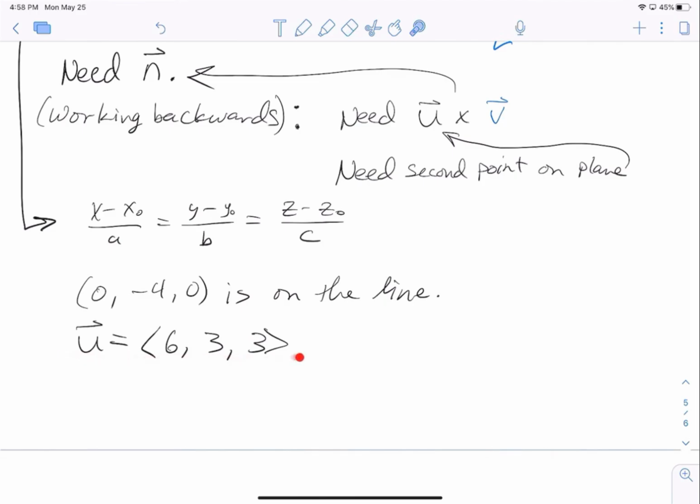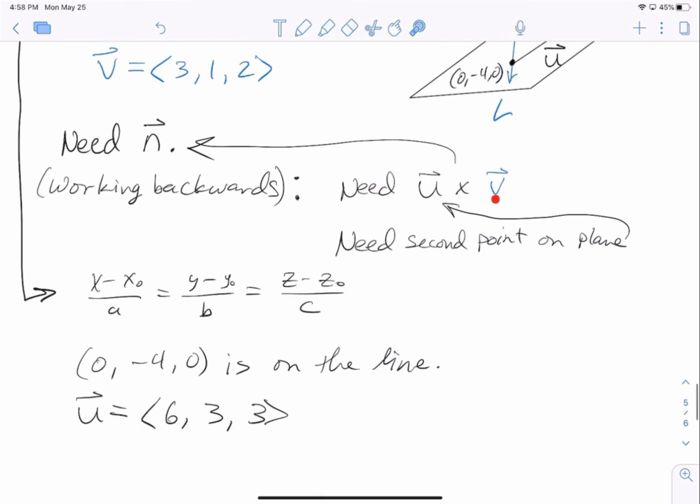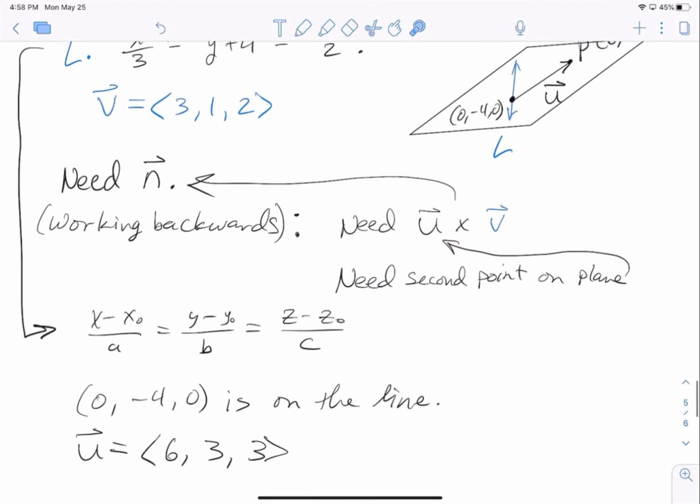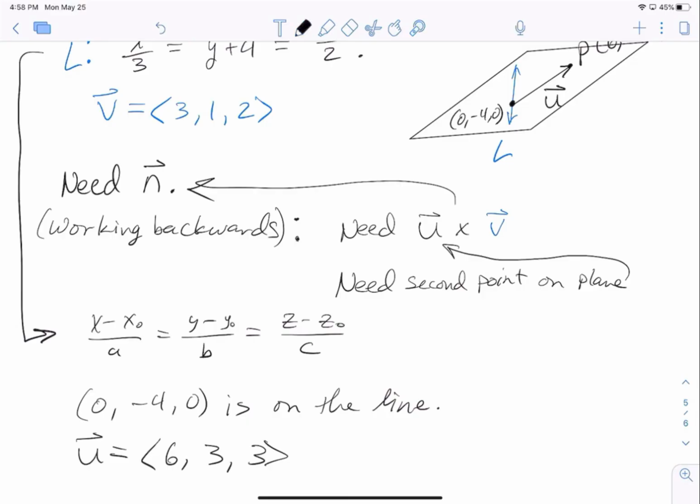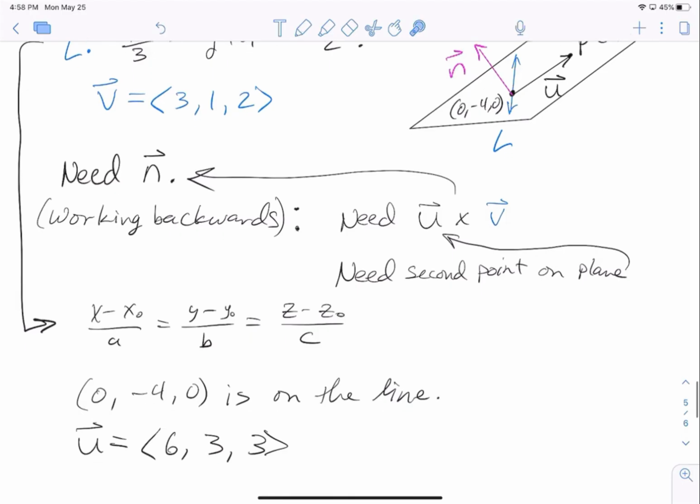We only need the vector u because we're going to form a cross product u cross v, in order to get a vector that is orthogonal to both u and v, so that we get a normal vector. We can use a vector that is parallel to u. My point here is I'm actually going to use the vector 2, 1, 1. I've divided all the components by 3. 2, 1, 1 is a vector that is parallel to 6, 3, 3, and I'm going to get smaller numbers by using this.